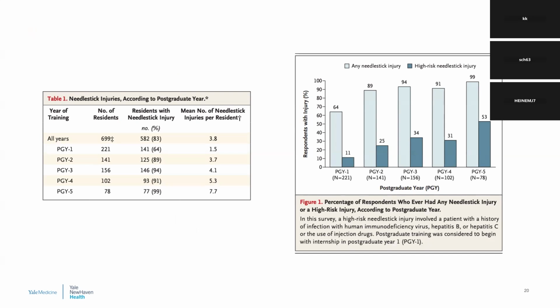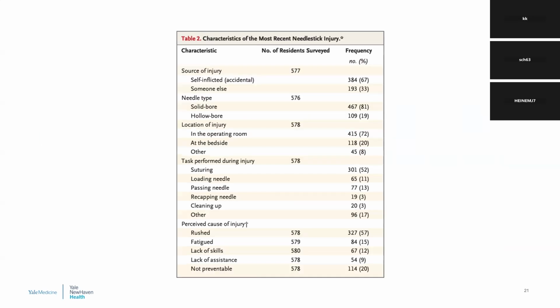On the right-hand side here is any needle stick injury. You can see 99%. High risk, that means patients with HIV, Hep B, Hep C. By the end of residency, half of residents had been stuck in a needle with a patient who's had a bloodborne pathogen. So two-thirds of the time you stick yourself, 1/3 of the time, somebody else at the operative field ends up sticking you. Most of the time it's a solid bore needle as opposed to a hollow bore needle. Hollow bore needles are a little bit riskier because some of the virus can hide in the nooks and crannies of that hollow area.